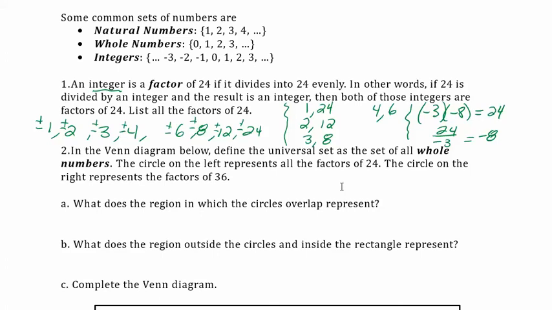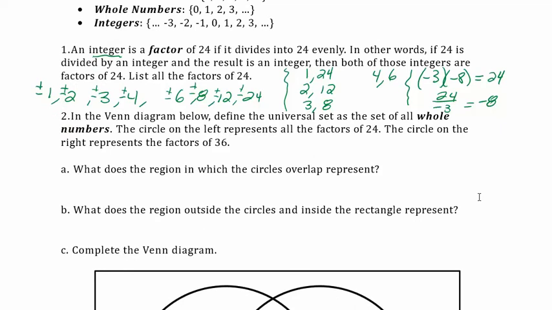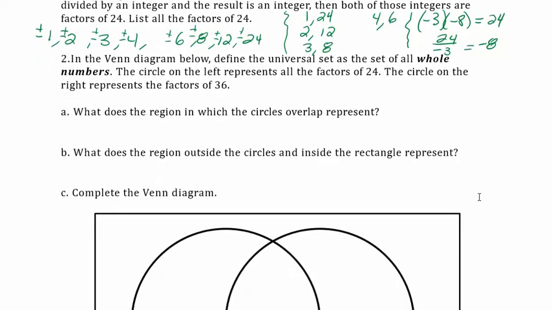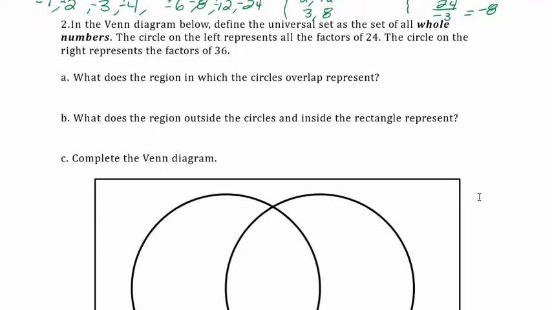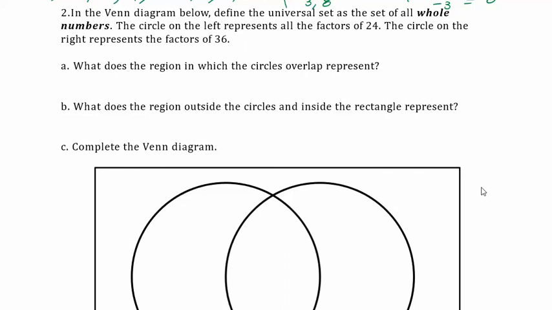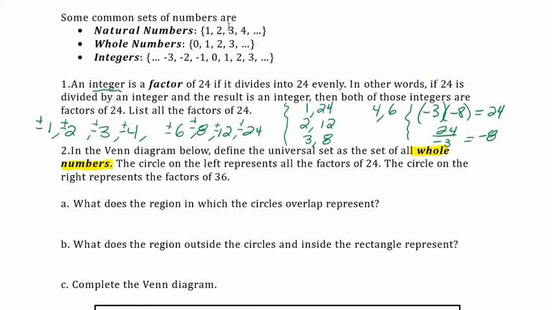All right, so now we're going to do a Venn diagram problem about factors. So in the Venn diagram below, define the universal set as the set of all whole numbers. Okay, so this is important now. The universal set is all the whole numbers. That means we can't have any negatives. So here's the whole numbers, 0 counting upwards.